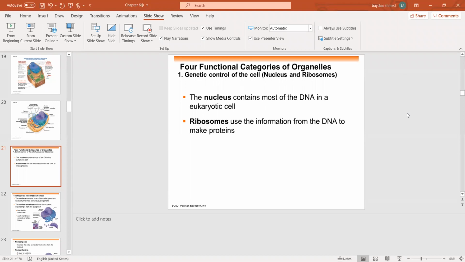Okay, we will study the organelles by putting them in four functional categories. We will start with the first one, the genetic control of the cell. We have two organelles. The nucleus, which houses most of the cell's DNA, and the ribosome, which uses information from the DNA to make proteins.